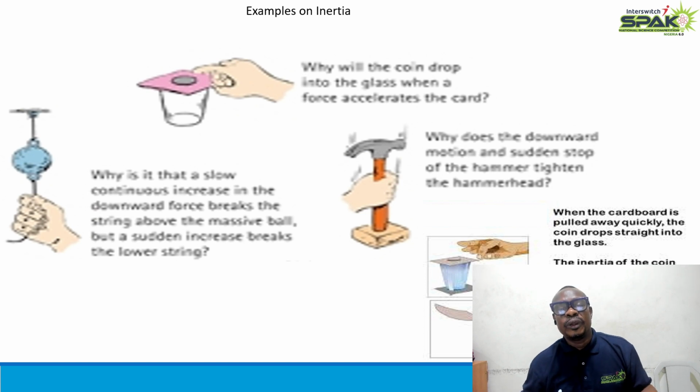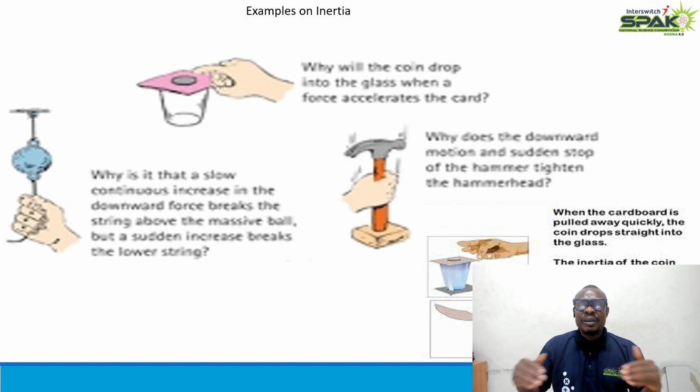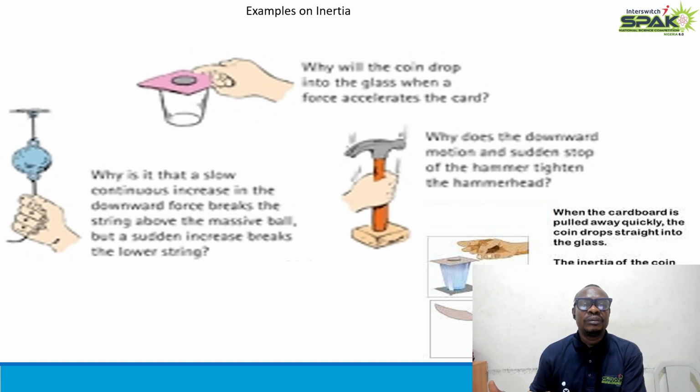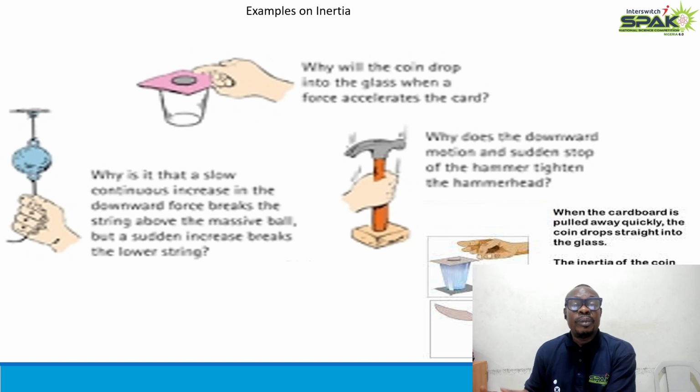Then what about the slim boy? He stood up very quickly, because the tendency for him to remain in that sitting position is so small. Meaning that the mass of a body has a very good relationship with the inertia of a body. So the mass can be used to determine the inertia of a body.